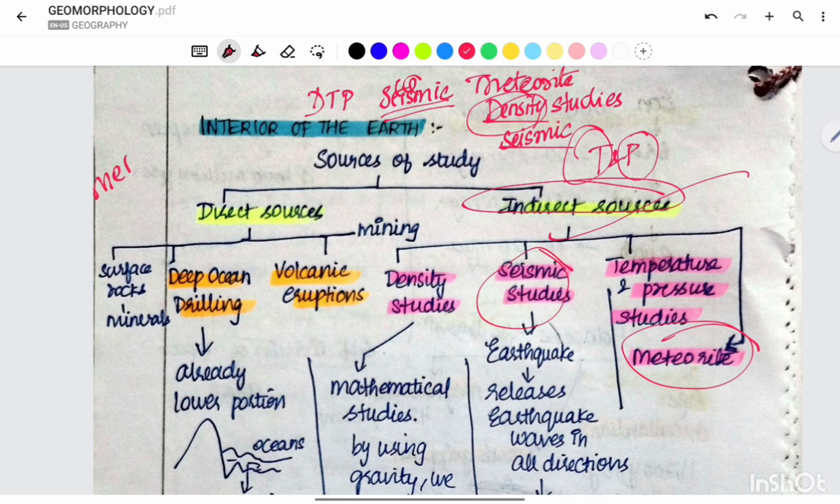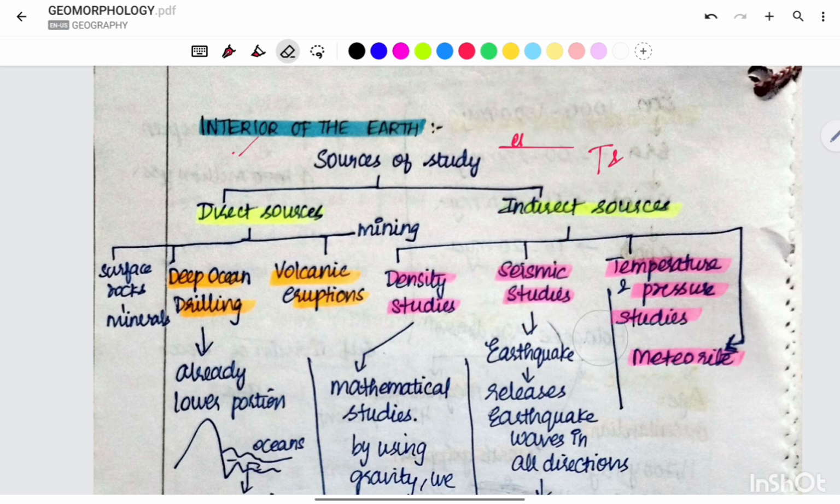A meteoroid is when it escapes the asteroid belt. A meteor is when it enters the earth's atmosphere and catches fire. A meteorite is when it touches the surface of the earth. When it hits the surface of the earth, it is a meteorite.